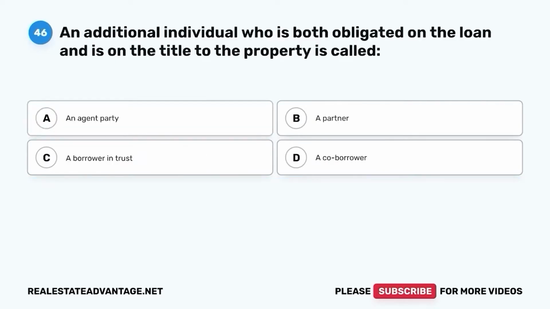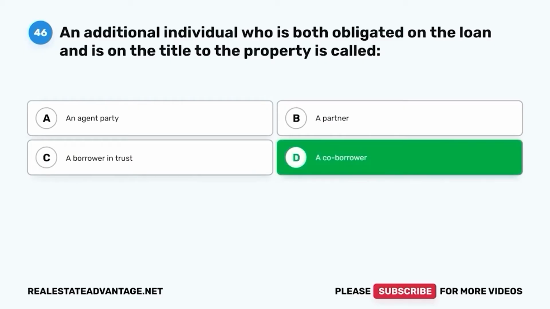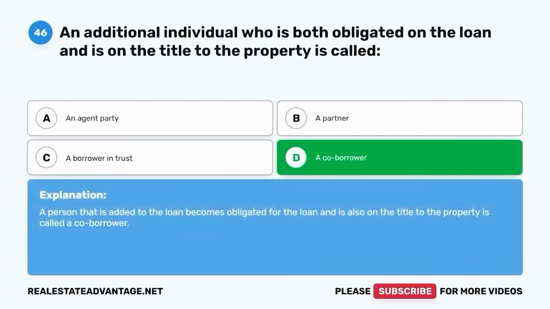Question 46. An additional individual who is both obligated on the loan and is on the title to the property is called A. an agent party, B. a partner, C. a borrower in trust, D. a co-borrower. The correct answer is D, a co-borrower. A person that is added to the loan becomes obligated for the loan and is also on the title to the property is called a co-borrower.